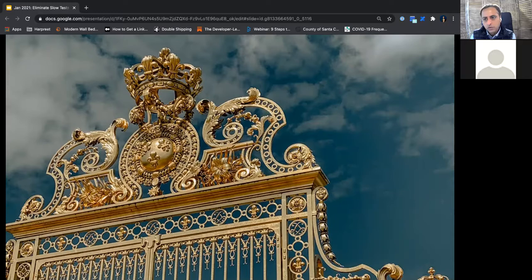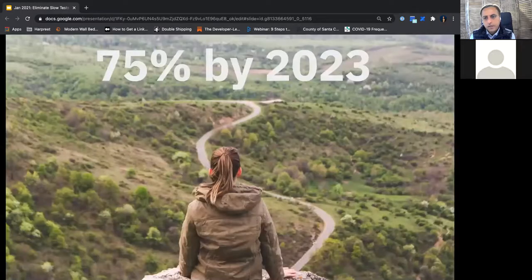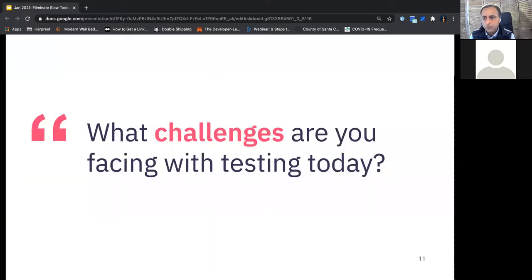So in that worldview, where teams are headed is to make quality much more continuous. The same paper talked about 75% of organizations having continuous quality approaches by 2023. I think that is fairly optimistic, because we've been asking folks in the last year what challenges they are facing with testing today.